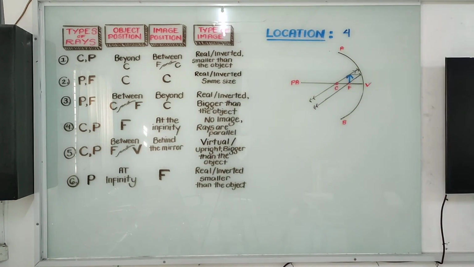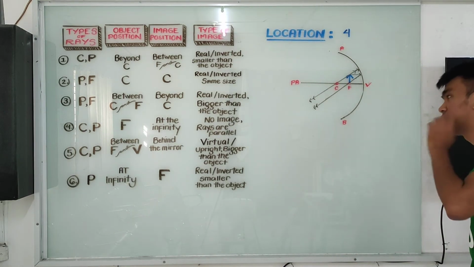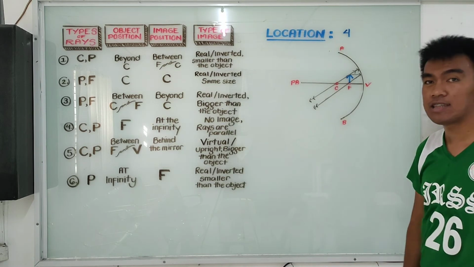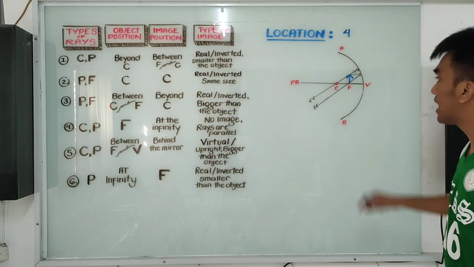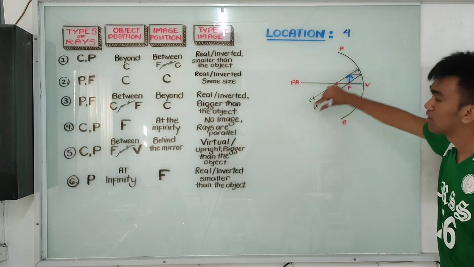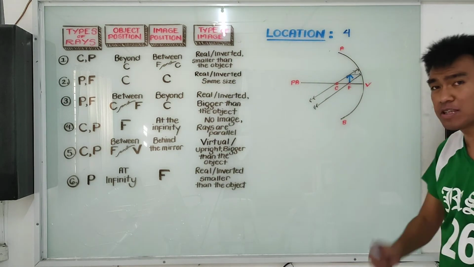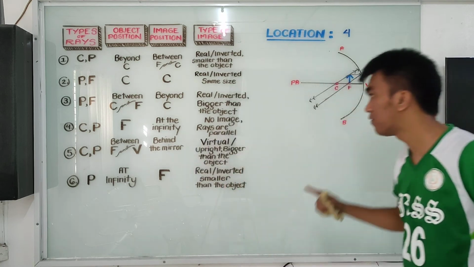and the reflection will pass through the focal point. So here, if you will notice, there is no image formed. There is no image. And at the infinity, walang hangganan, diba? So rays are parallel. So both rays are parallel. Can you still follow? Okay. So that is location number 4.